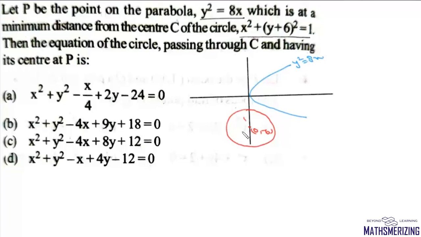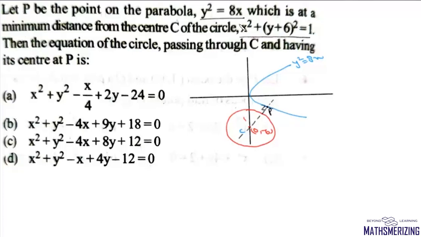Center of this circle is C, and it also says we have a point P on this parabola which is at a minimum distance from the center of this circle. So we know that minimum distance occurs along the common normal. So this line CP is normal to this parabola.